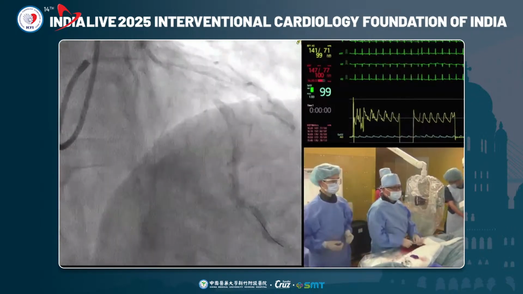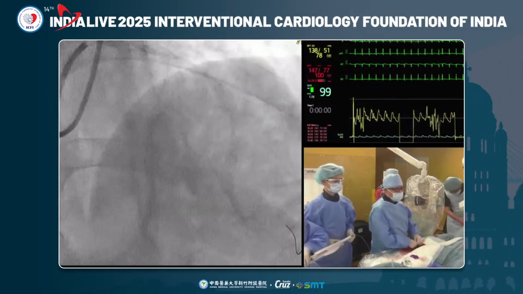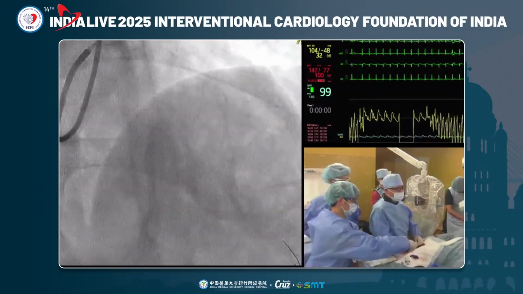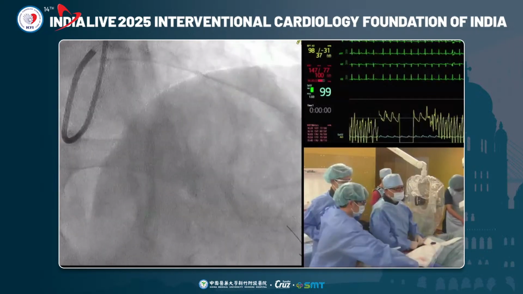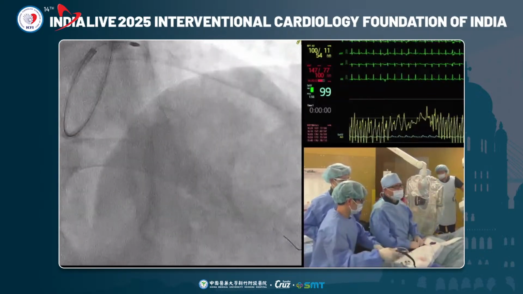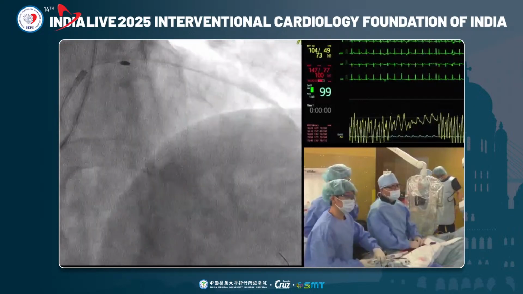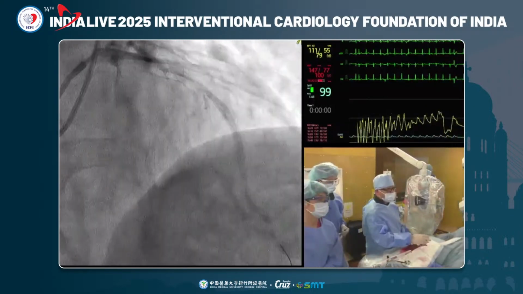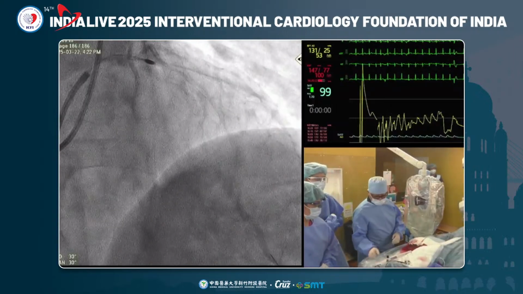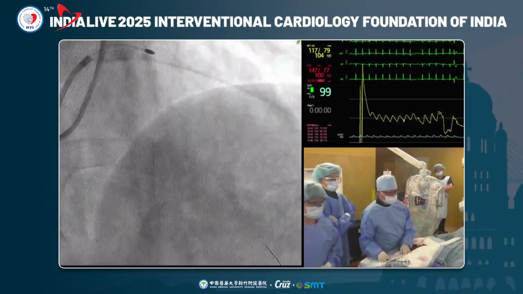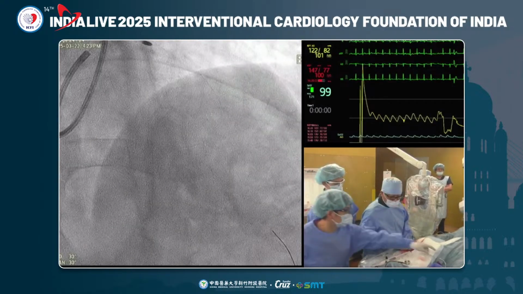Thank you. The wire is out. So the FFR is 0.94 at the distal, and the largest step up is at the mid LAD, from 0.80 to 0.98. Okay, and we can share the indication.